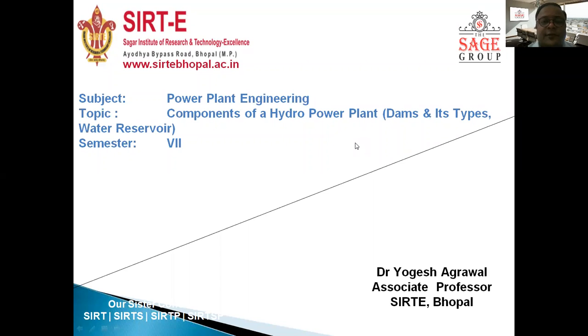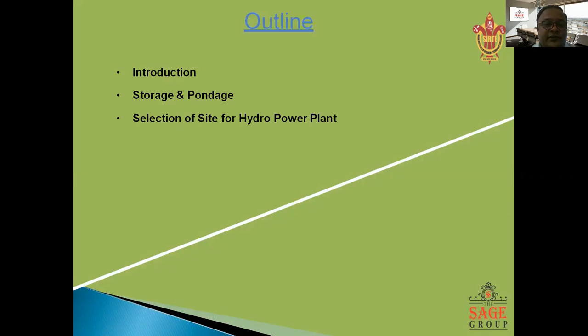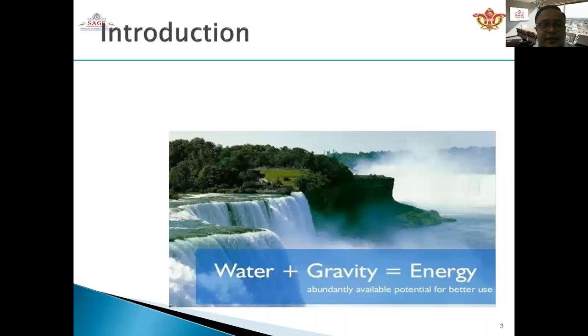Today I will discuss the components of a hydropower plant, that is the dam, its types, and the water reservoir. This is part of Unit 4. The subject name is Power Plant Engineering and the semester is 7th. This is the outline: introduction, storage and pondage, selection of site for the hydropower plant, basic components, dam and its types, water reservoir.